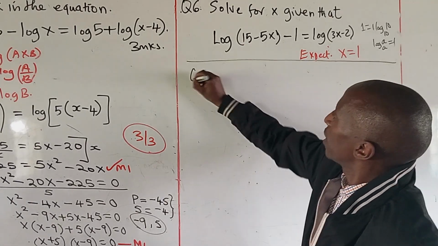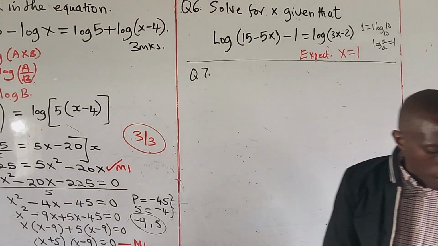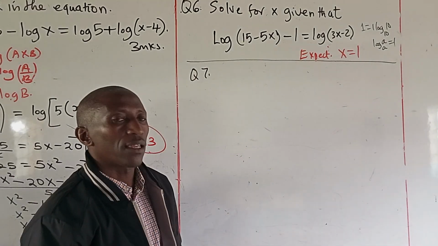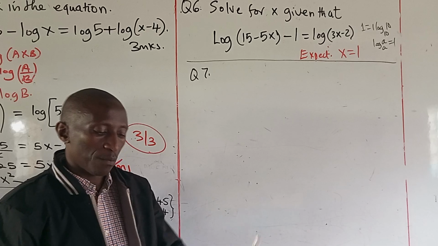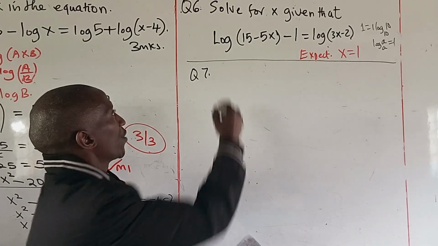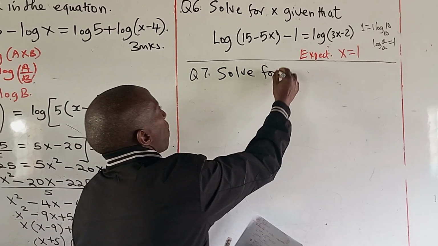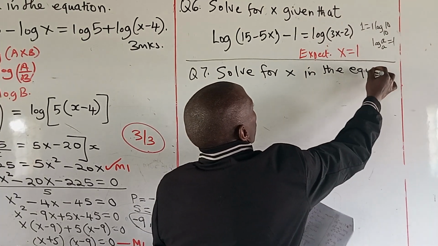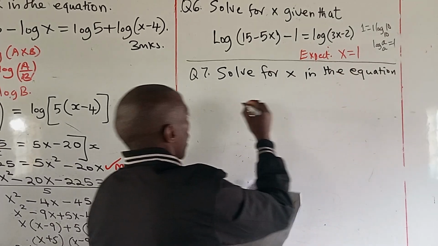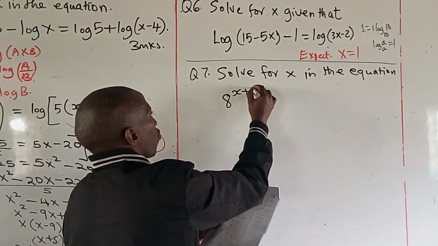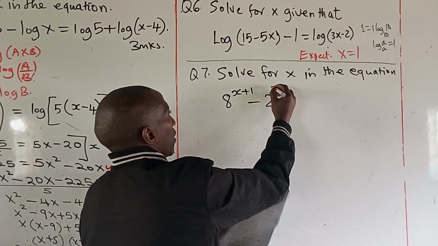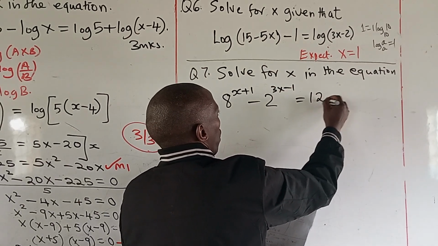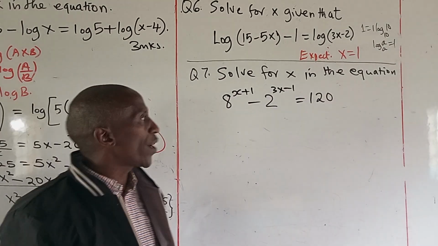Question number 7. This is on indices, the application of the rules of indices in more or greater mathematics. Solve for x in the equation 8 to the power x plus 1 minus 2 to the power 3x minus 1 is equal to 120.